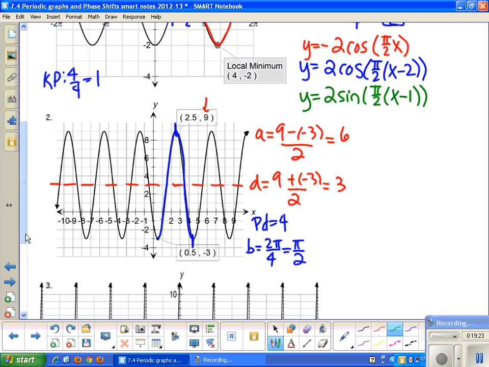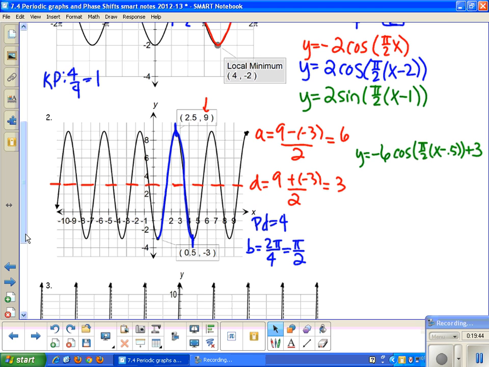So I could have one equation: y equals, in this case it would be negative, and the amplitude we said is 6, so -6 times the cosine of my b value, pi over 2 times x minus 0.5, plus my vertical shift, which would be 3. So that would be one equation.